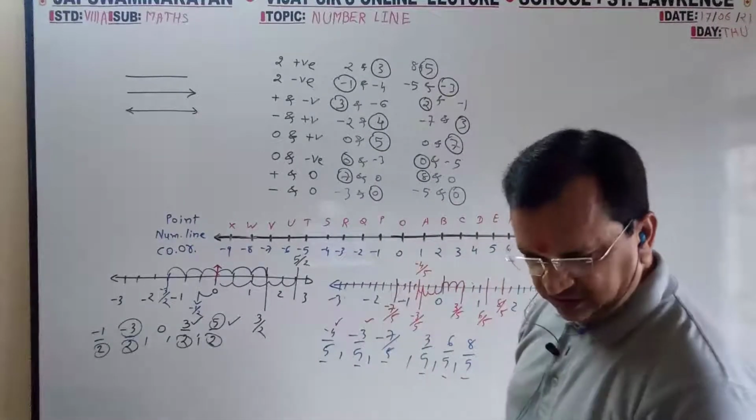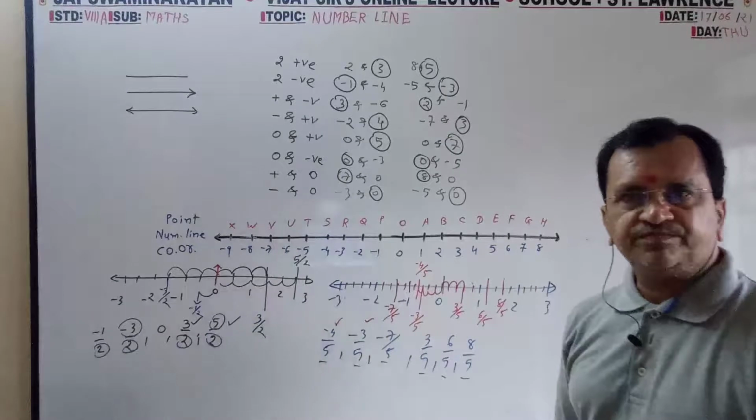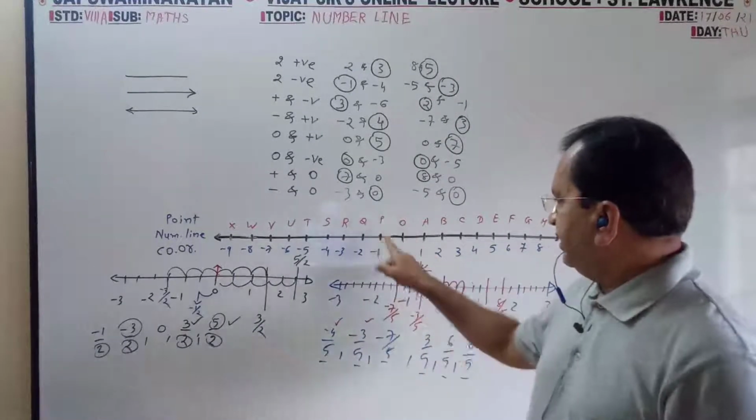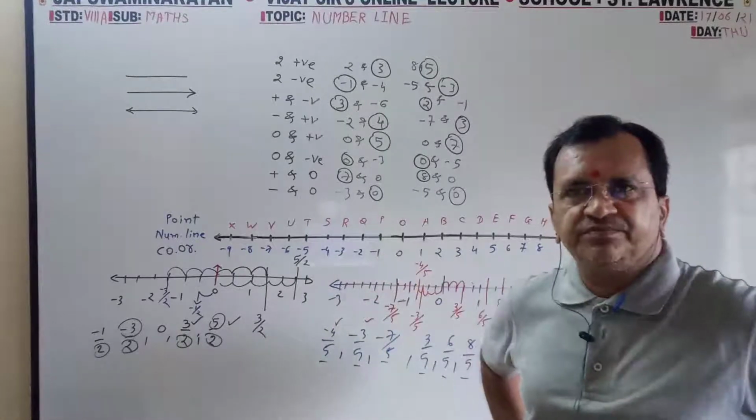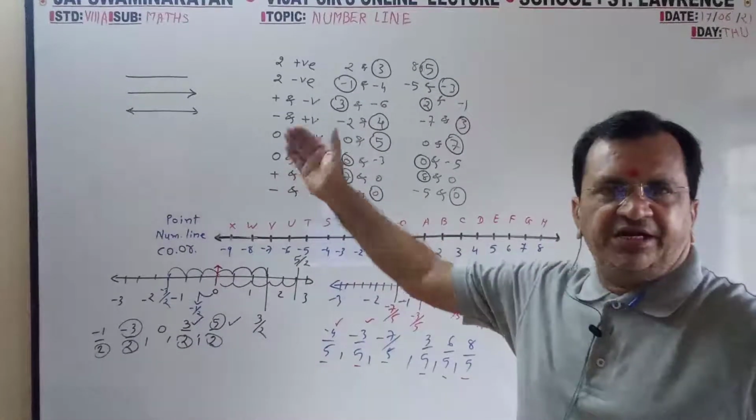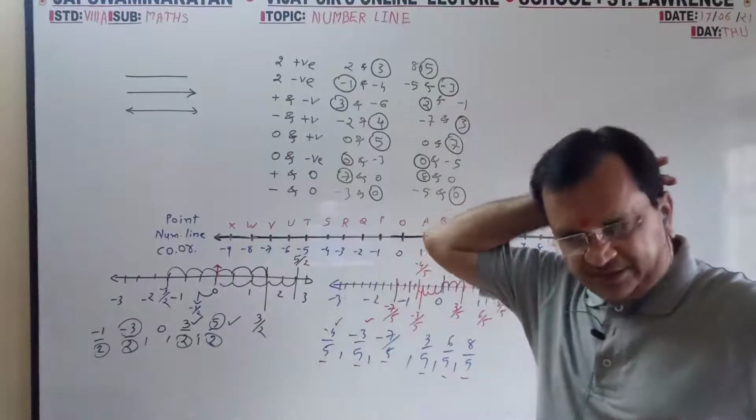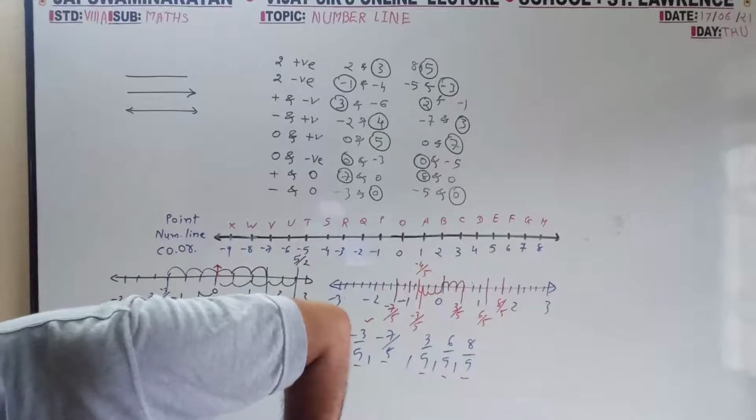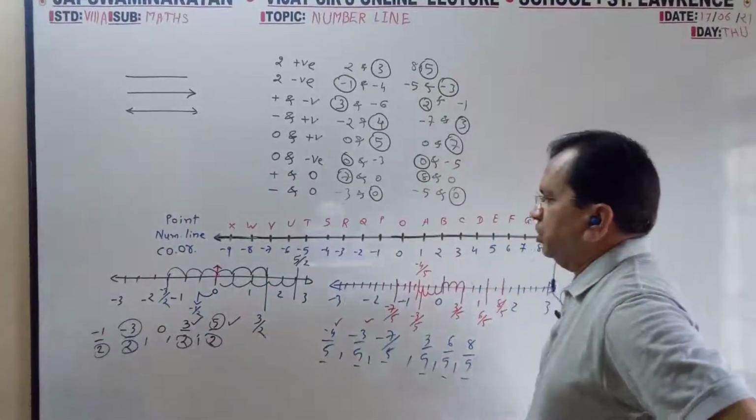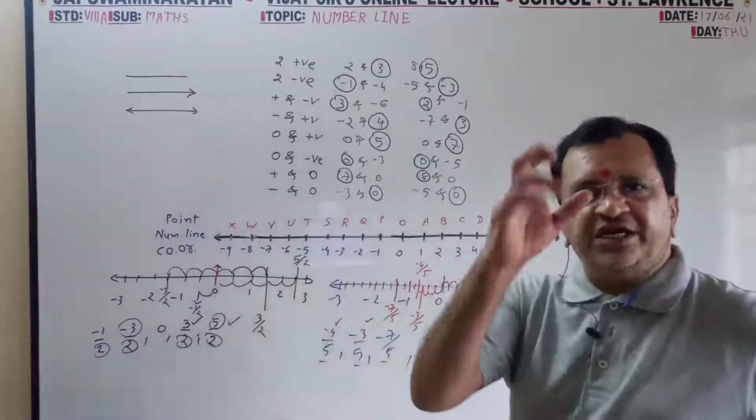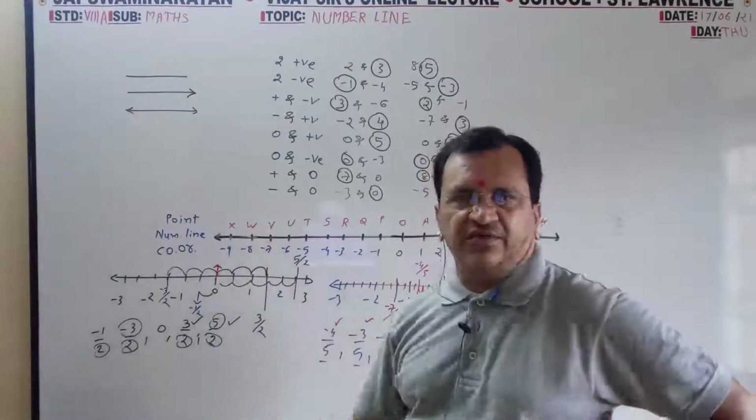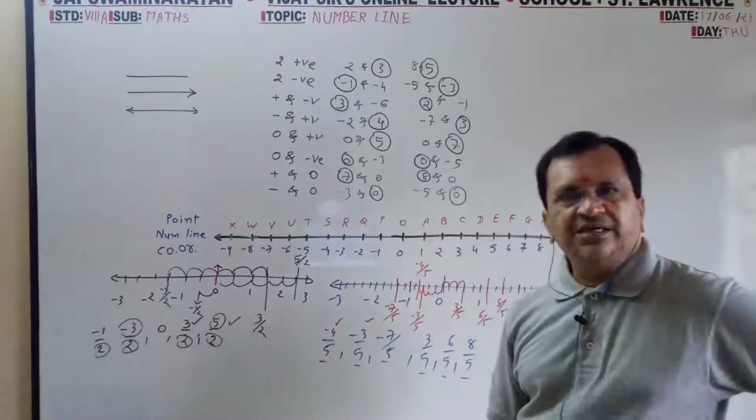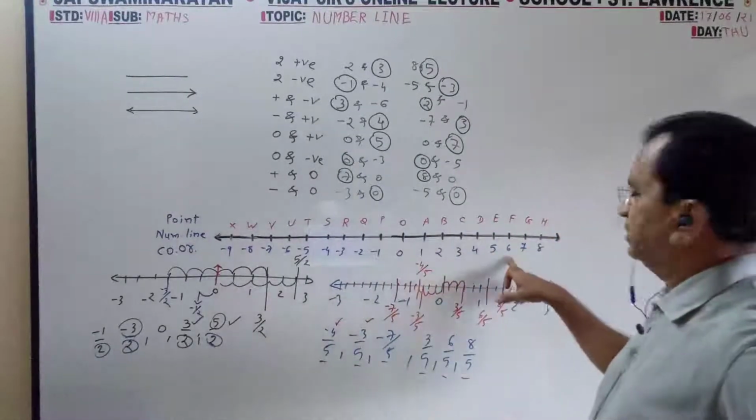Now from this we have to answer. P represent which number? P represent -1 number. Upper one is point, lower one is coordinate, and this is a number line. So V represent what? V represent -7. C represent what? C represent 3. F represent what? 6.